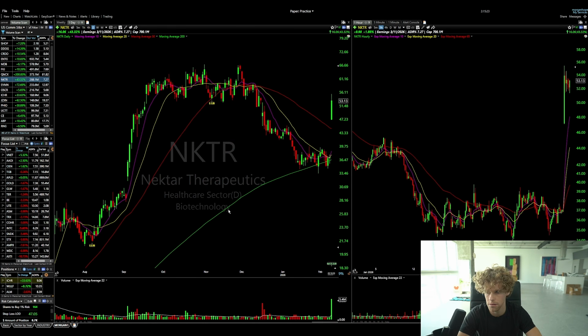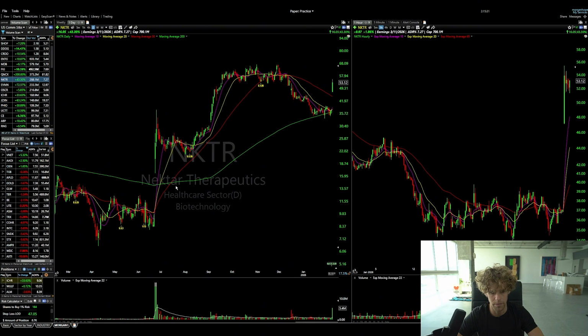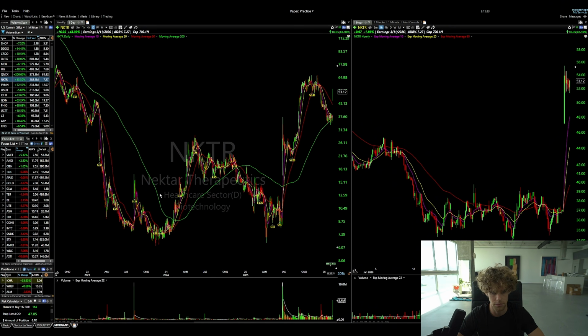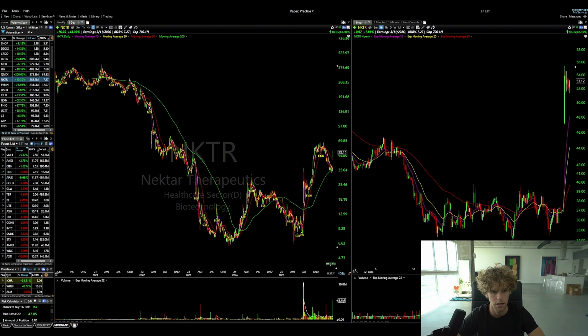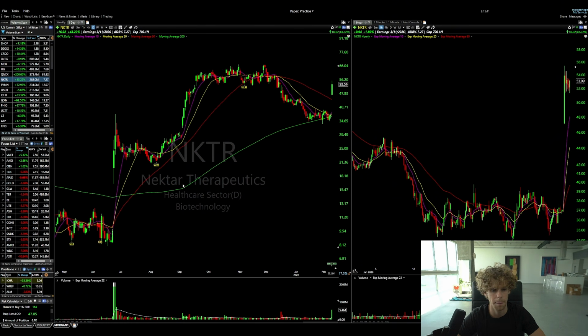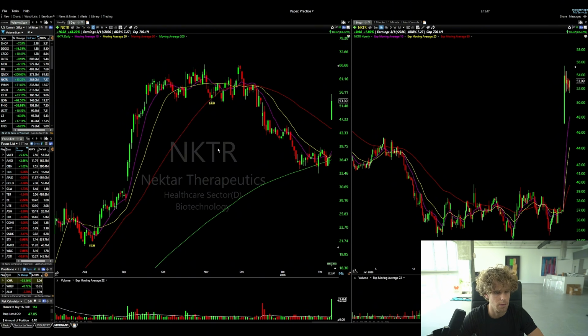This is a biotech. Another rule is I don't trade biotechs at all. I don't recommend that you do either. I just completely avoid them because they gap up and down all the time. They're very sporadic. We can see here this thing gapped down 50% overnight. Another gap down of 60% overnight. They're very unstable, and I just wouldn't recommend that you trade them. So I just do not trade any biotechs at all.